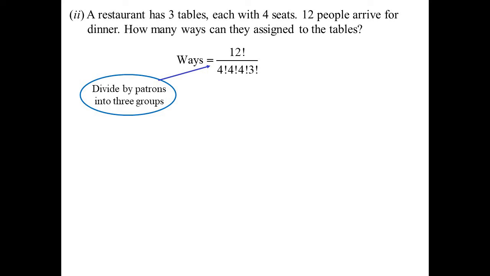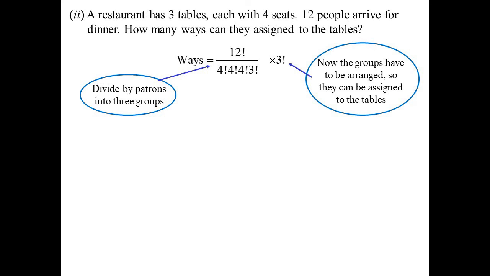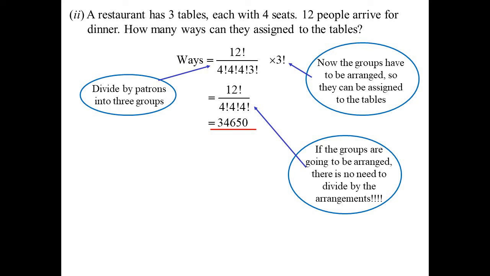However, now I'm going to do something with these groups, because now I multiply by 3 factorial, because how many ways could I now organise these groups onto 3 tables? So effectively, I didn't need to divide by the 3 factorial. So if you're just forming groups, you divide it. But if you're then going to use them to do something which will make them distinctly different, it might be 2 groups and you're going to play a game of basketball or something like that.